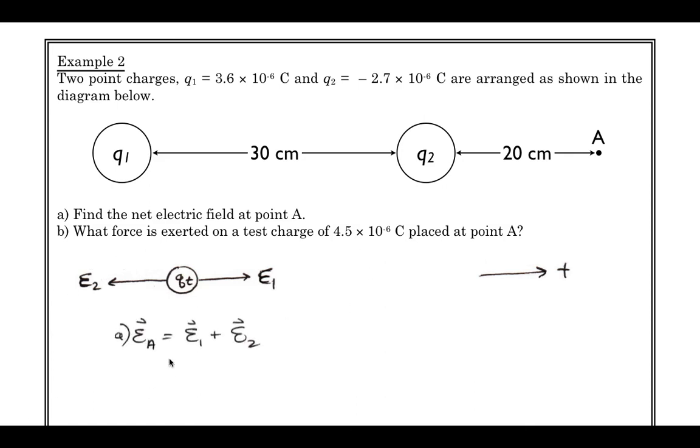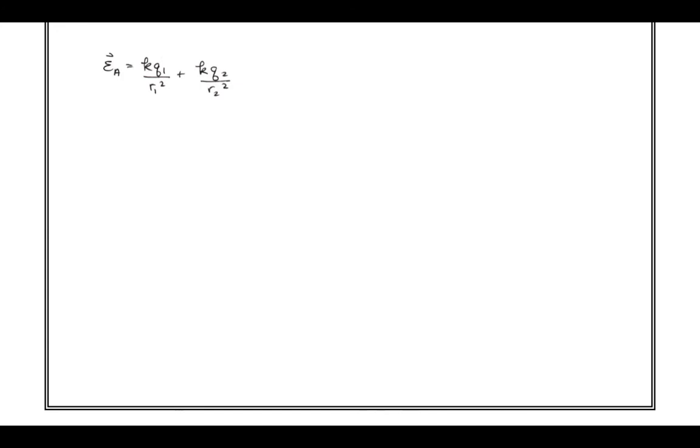We now say that the total electric field at A is equal to the vector sum of the electric field from 1 and the electric field from 2. This is exactly what we did before, but now instead of writing F net equals F1 plus F2, we're writing the electric field net at point A is equal to the electric field from 1 plus the electric field from 2.